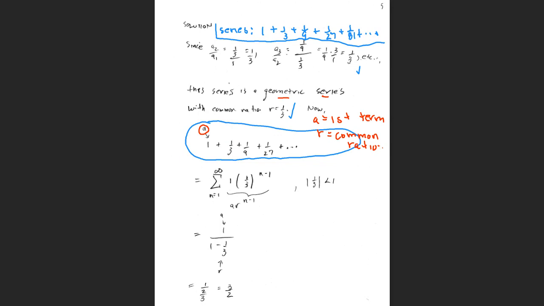And we can write our series, this geometric series here, with this summation notation. This is our series, the series from n equals 1 to infinity of 1 times 1/3 to the n minus 1 power.